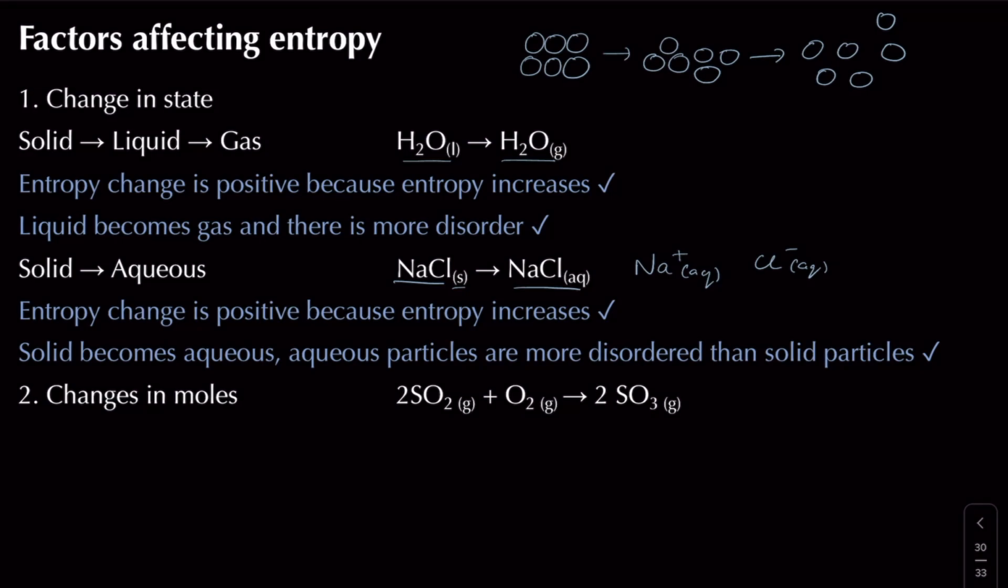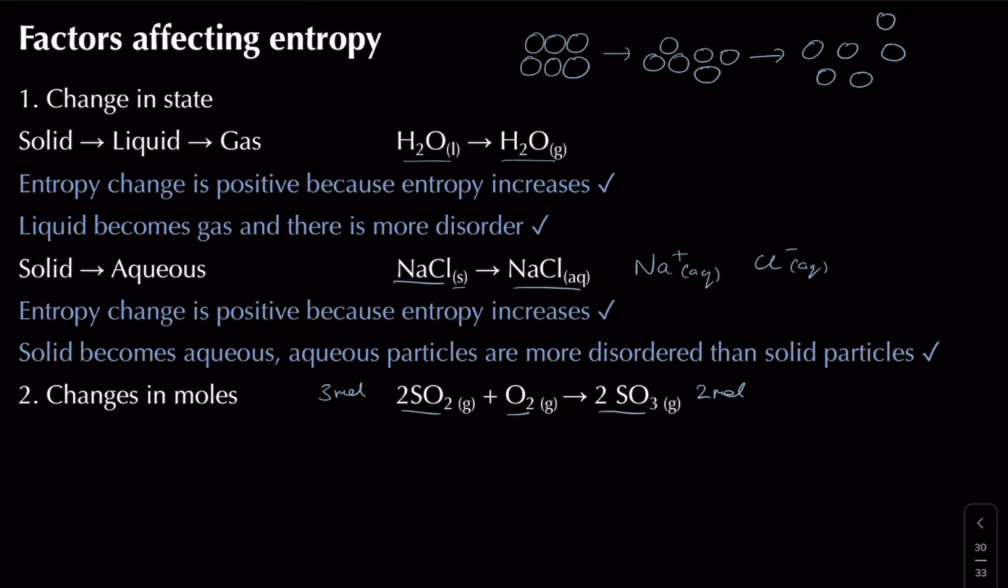So yeah, looking at the next one then, we've got sulfur dioxide, but 2 lots of it, and then oxygen, 1 lot of it, to form 2 lots of sulfur trioxide itself. Now, of course, if the states are all going to be the same, and you're looking at the number of gas moles in this case, you can see they're all gases, but we've got 3 moles of gas going to form 2 moles of gas.